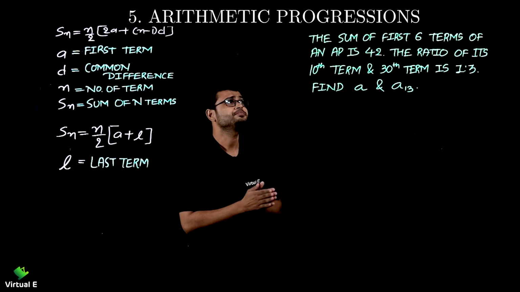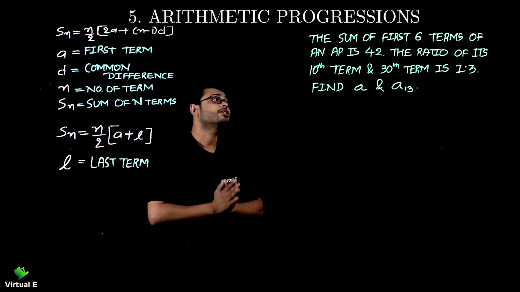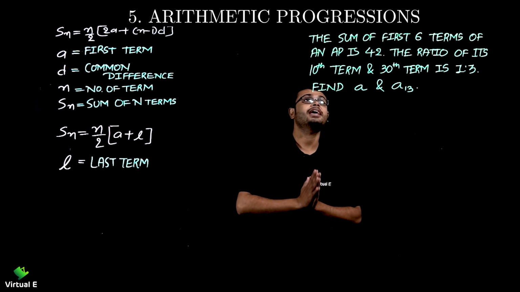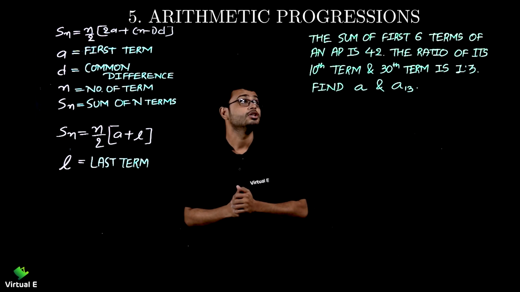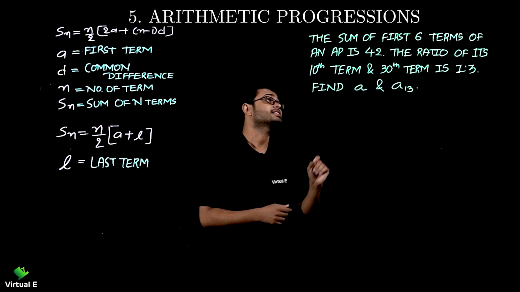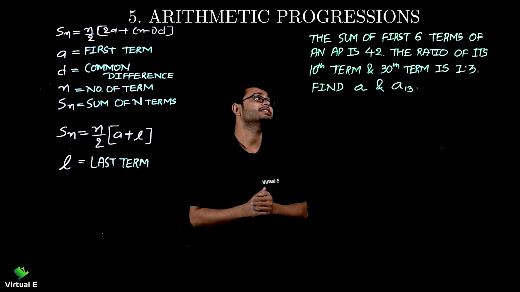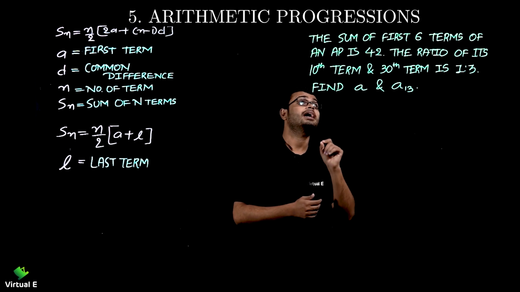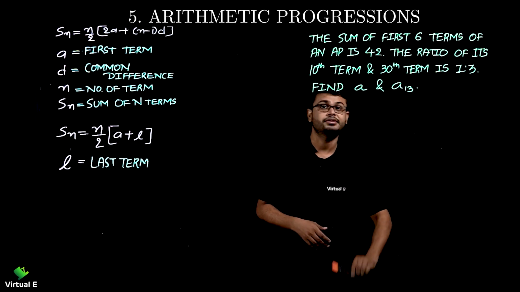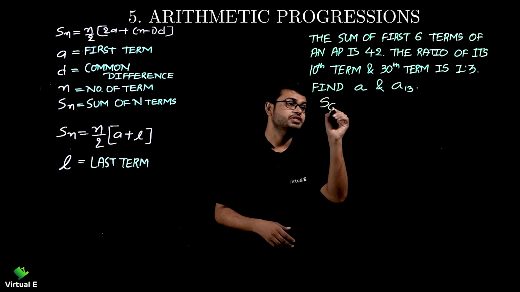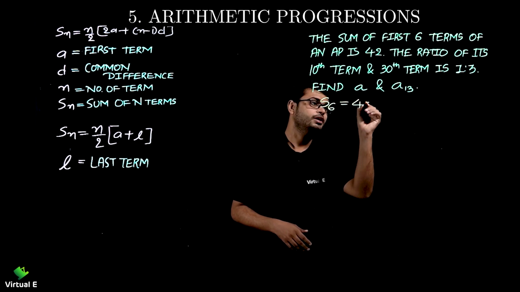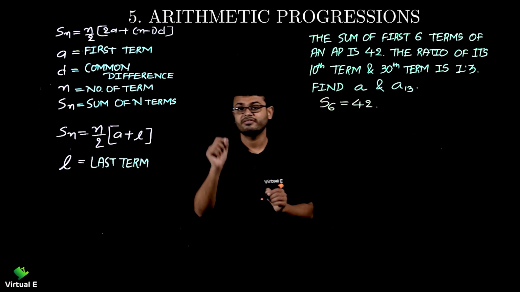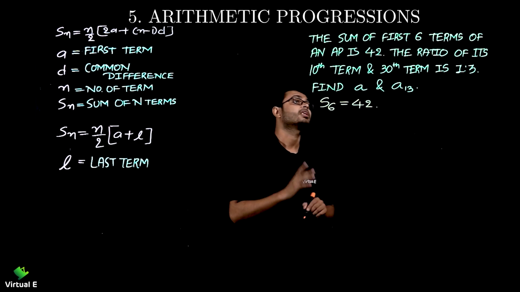One more question. The sum of first 6 terms of an AP is 42. So sum of first 6 terms. So can I say n is equal to 6? Yes. And what is given? Sn, the sum, is given as 42. So I will be writing here S6 is equal to 42. First condition is given. Done.